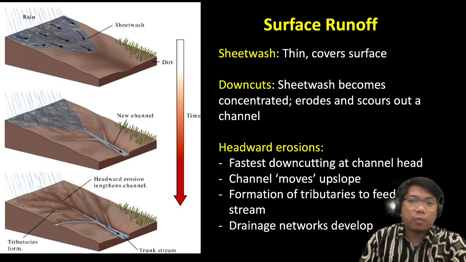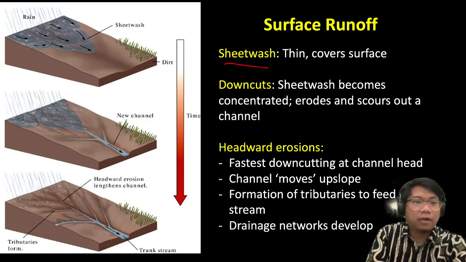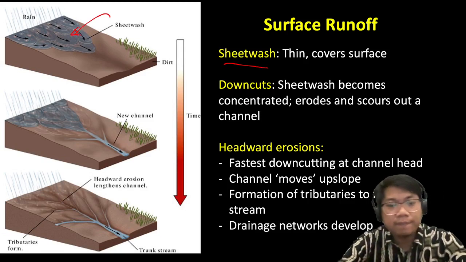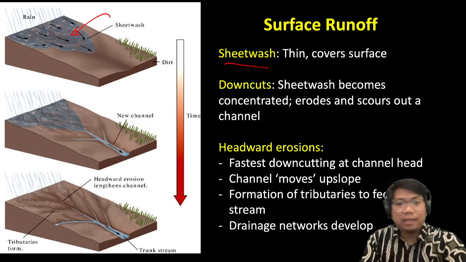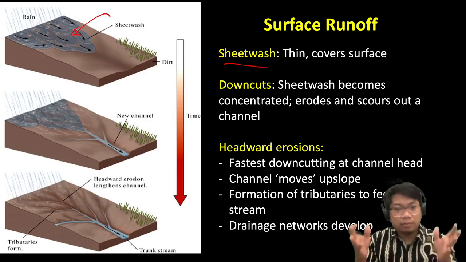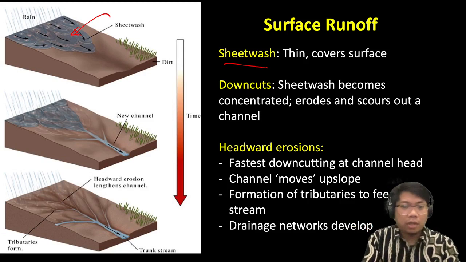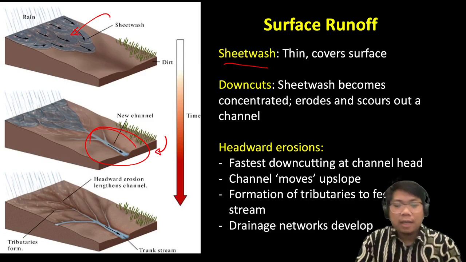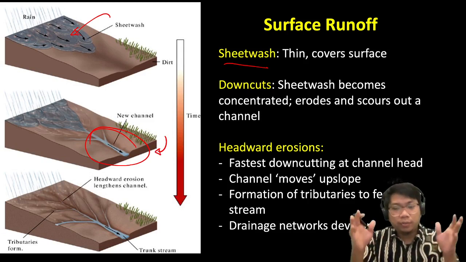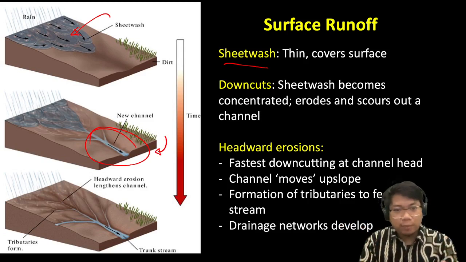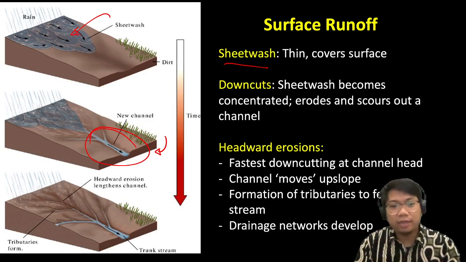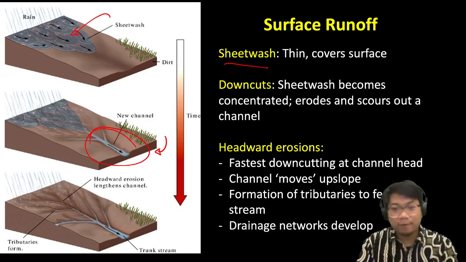Surface runoff starts out with sheet wash. Sheet wash is a very thin layer of flow of water on the surface of the earth, and it covers, of course, the ground. And then sheet wash can actually lead into a more concentrated flow of water, creating a new channel that is illustrated by this second picture here in the middle. The flow of the water will start to erode and scour the channel even more, creating an even deeper channel, and eventually evolve into what we call streams or rivers.